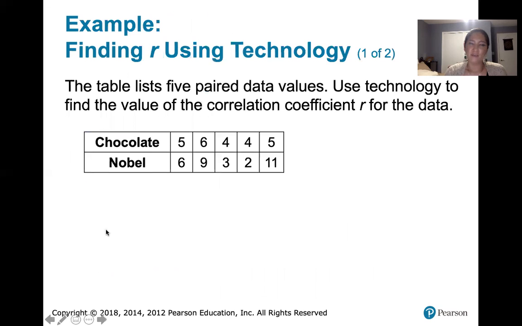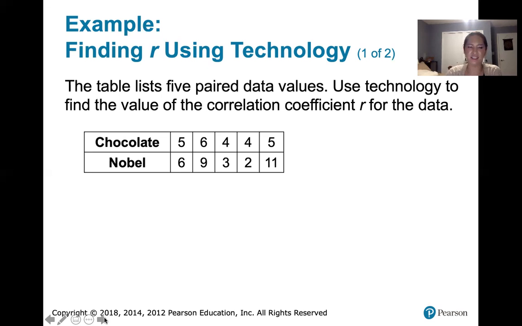We've got 5 paired data values, and we want to find the value of the correlation coefficient R for the data. We have an amount of chocolate consumed, and I forget what the units are on this data. And then we have the number of Nobel laureates in each of these countries. So this 5, 6, 4, 4, and 5 is some number of units of chocolate consumed, I believe, per capita in those countries. And these are the number of Nobel laureates that they have in each country. We want to know, is there a correlation between chocolate consumption in a particular country and the number of Nobel laureates they have in that country?